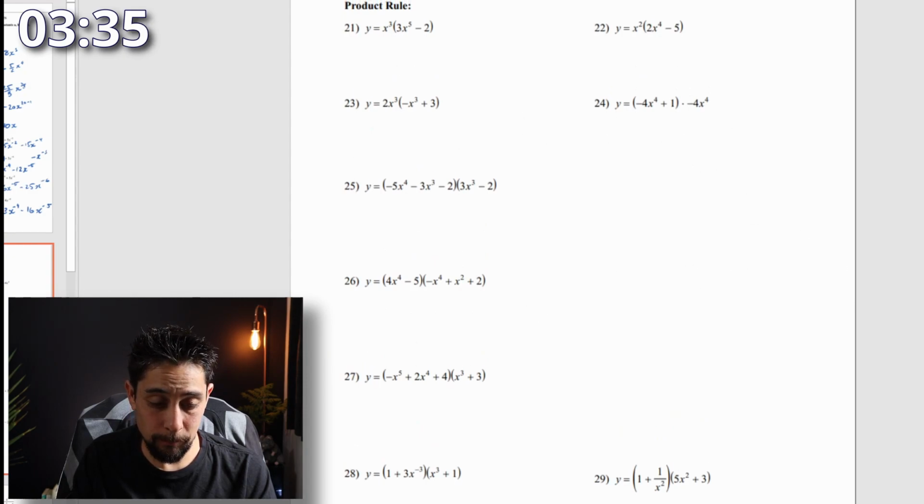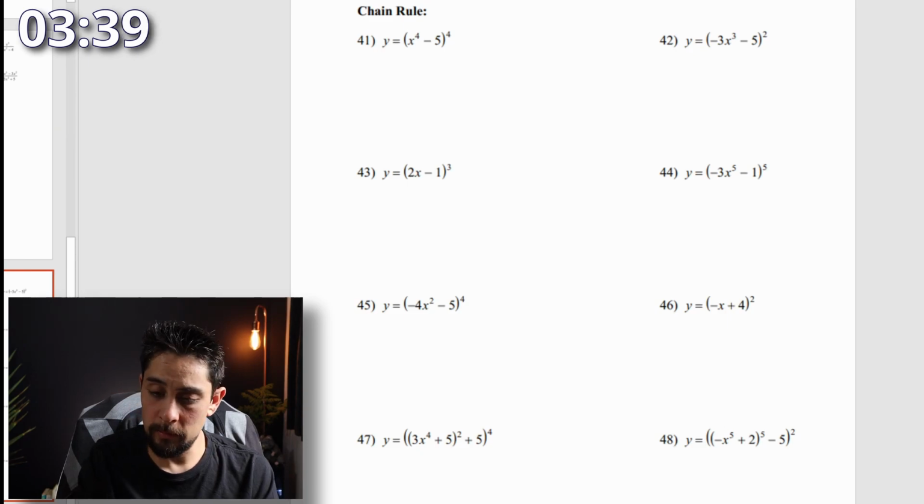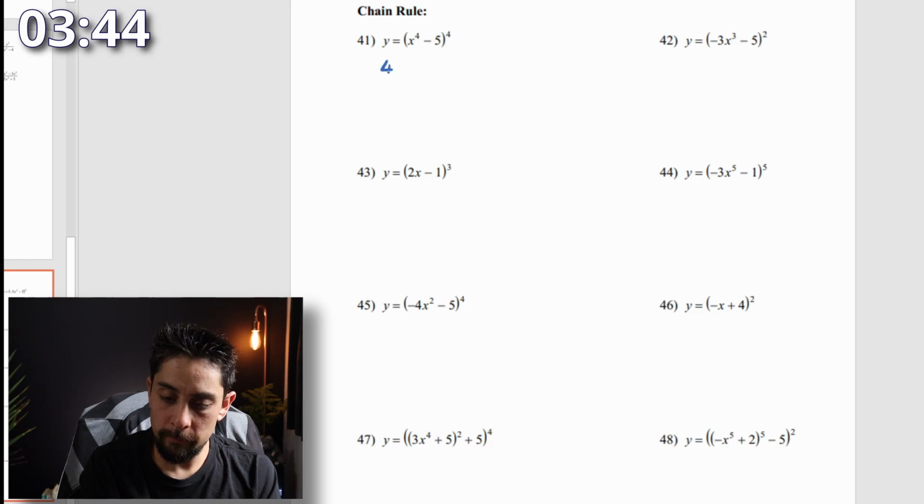Keep losing my mouse. Product rule. I'm actually going to skip past product rule, go straight down to chain rule. We're at 3 minutes 40. We're doing pretty well. Select the pen tool.